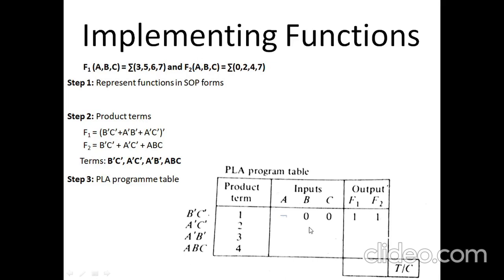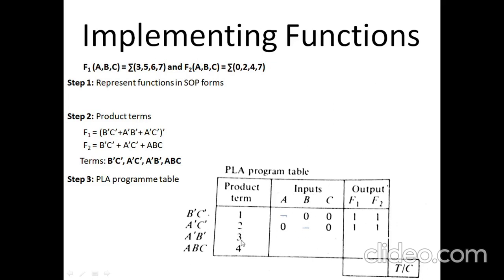Now we fill the same row for product term 2. A is in the complemented form, so it should be 0. B is not there, it should be dash. C is in the complemented form, it should be 0. Product term 2 is A prime C prime. A prime C prime is part of F1, so we write 1. A prime C prime is part of F2, so we write 1 here. So let me complete this row. B is not in product term 2.